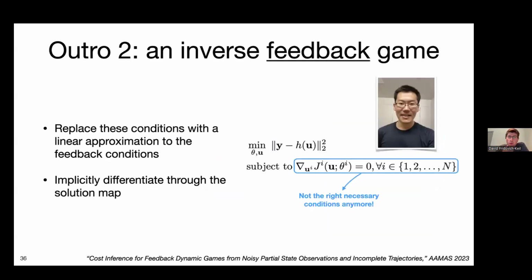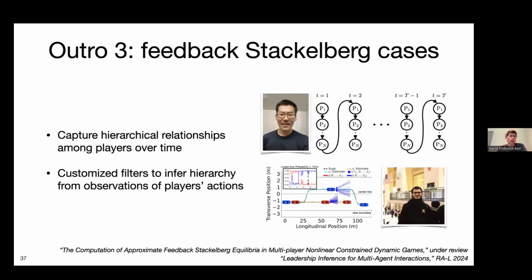Like I mentioned, we've incorporated feedback constraints in this game instead of just the open loop ones. Another thing, I mentioned this at the very beginning when I discussed the Nash concept, is that there are other equilibrium concepts out there, and we've done some work with the Stackelberg equilibrium concept too. That's probably the second most common equilibrium you'll see in a game. This encodes hierarchy among players.